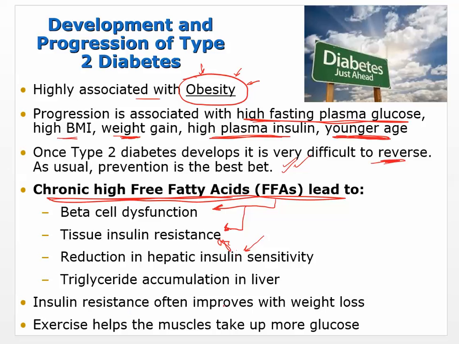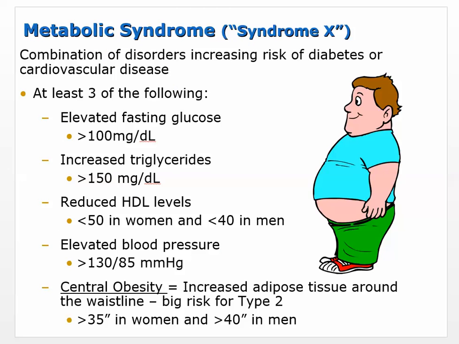Insulin resistance often improves with weight loss. Now, I've seen that before with certain people. Some people, when they're diagnosed with type 2 diabetes, take it very seriously, and they try to develop an exercise regime. They try to lose weight, and that will help a lot. That will really slow down the progression and sometimes stop the progression.